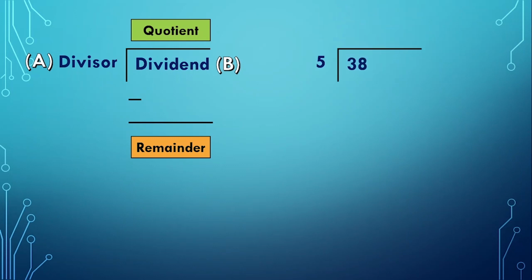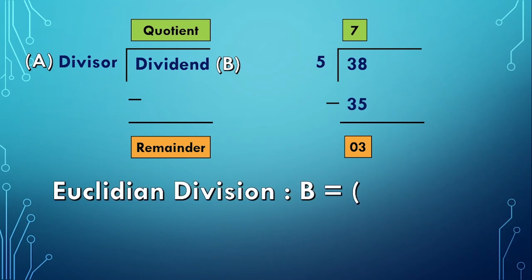Let us have an example. If we want to divide 38 by 5, then 38 is our dividend and 5 is the divisor. The maximum multiple of 5 nearest to 38 is 7 times, so 7 will be the quotient, and if we subtract 35 from 38, we will have 3 as our remainder. This concept was introduced by Euclid, so we refer to it as Euclidean division. So B equals P multiplied by A plus R, where P is the quotient and R is the remainder.